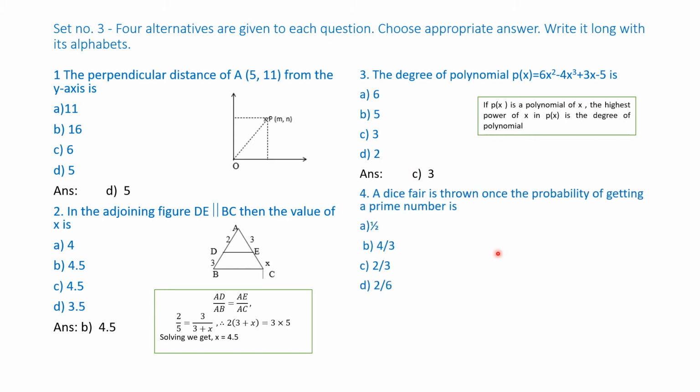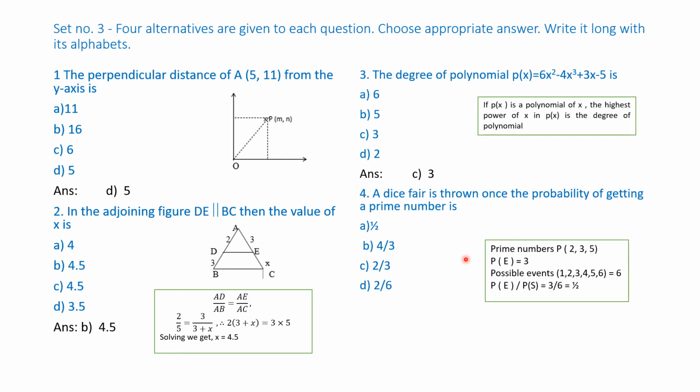Question number 4. A die is thrown once. The probability of getting a prime number is: option A, half; option B, 4 by 3; option C, 2 by 3; and option D, 2 by 6. Let us go through the theory behind the probability.